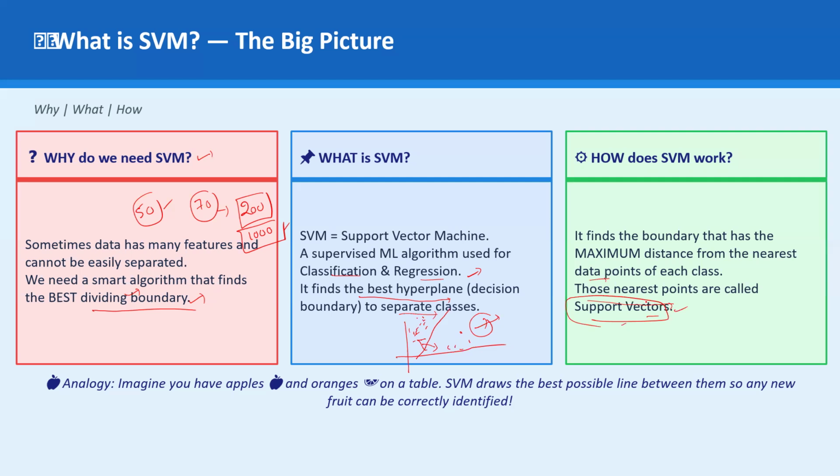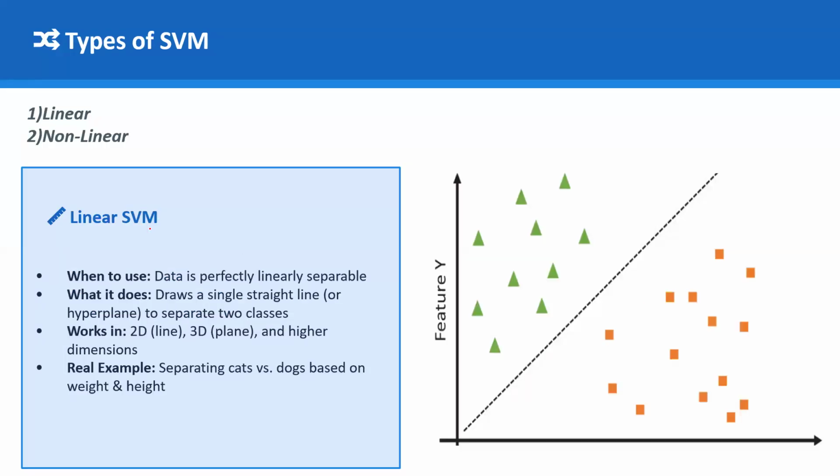Let's see one simple diagram to understand. Through this, we have two types of SVM: one is the linear and the other is the non-linear SVM. Let's see the linear SVM. It looks like this. This is class 1 and this is class 2.